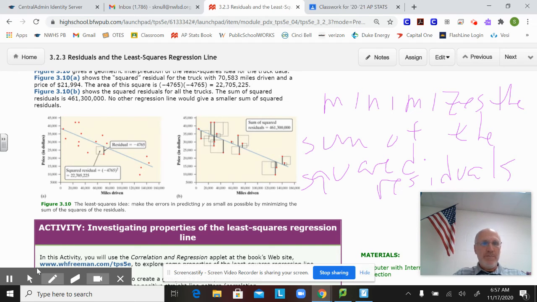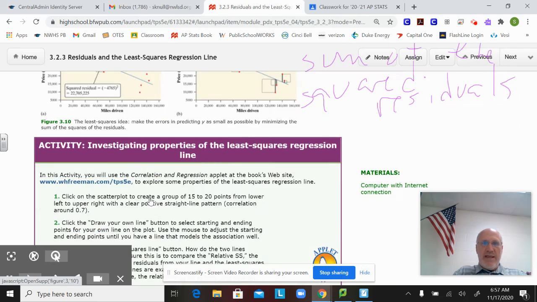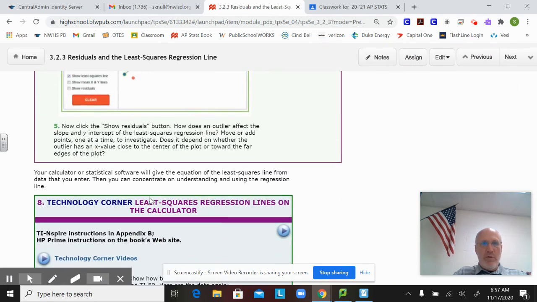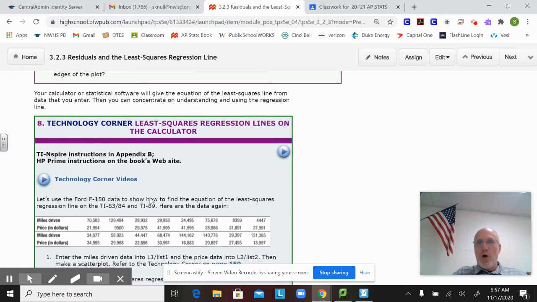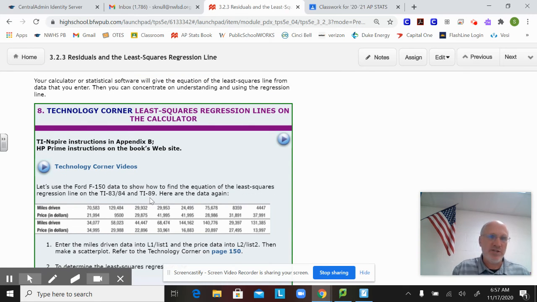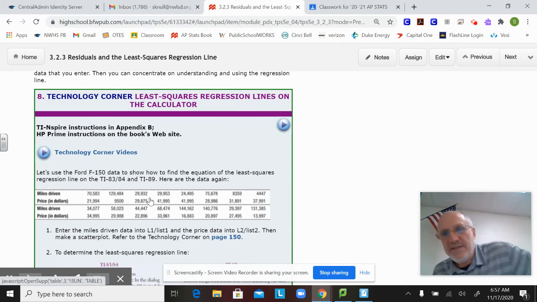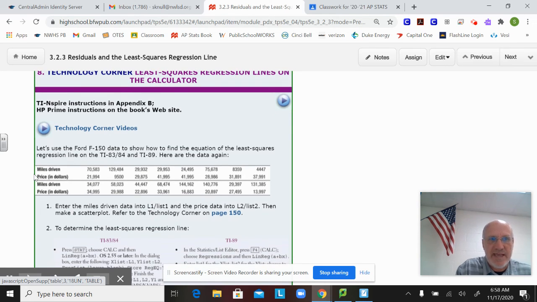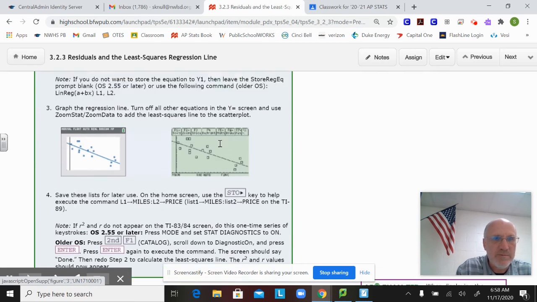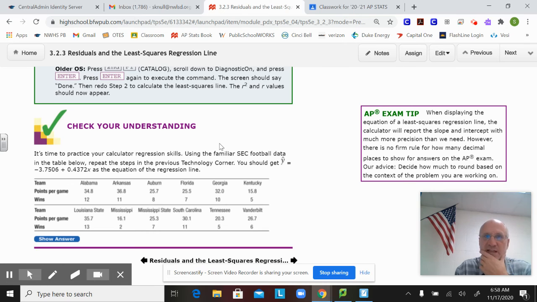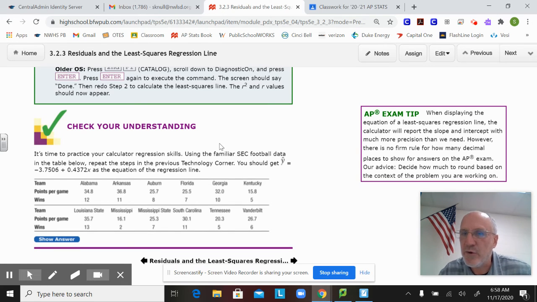Okay, so now we're not going to worry about properties of that right now, but we need to know how to find the equation of it. I've got my calculator right here. I would ask you while you're watching this to get out your calculator and be able to match this on your calculator. This says let's use the Ford. Oh no, actually I have another example. We're going to do this example. And I'm going to show you how to do it on the calculator.